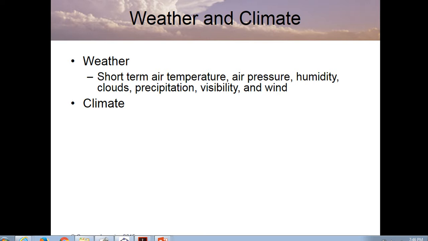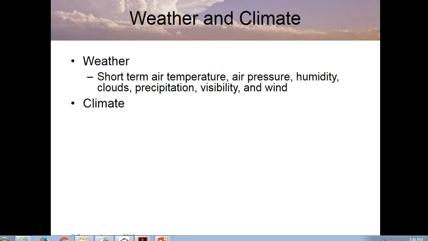So today's temperature is not going to be what tonight's temperature is going to be, or tomorrow's temperature. It varies. Since that's a short-term measurement, that has to do with weather. Air pressure, humidity, the different types of clouds, the different types of precipitation, road visibility, wind direction, wind speed: those are things that change moment by moment, and so those help us to describe the state of the atmosphere in the present or over a short period of time.